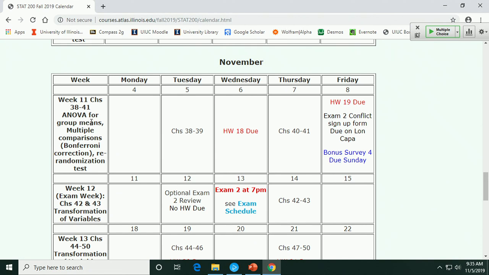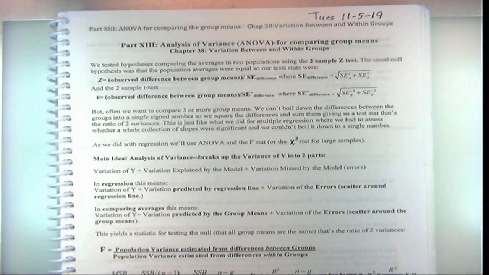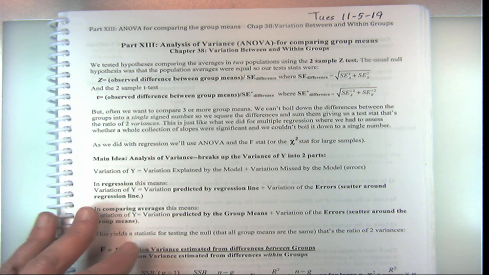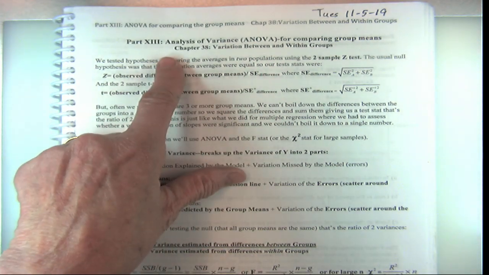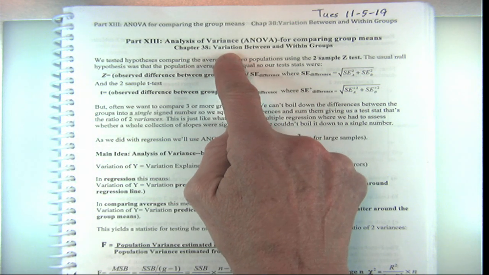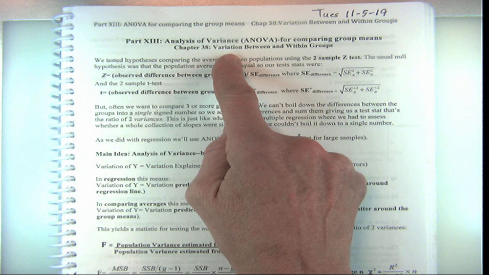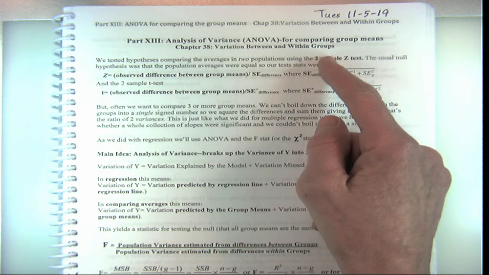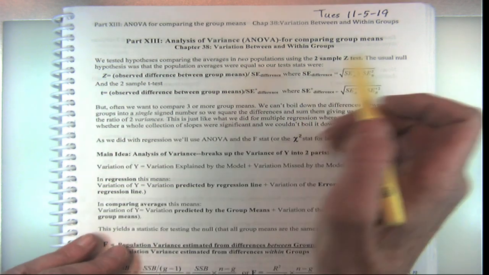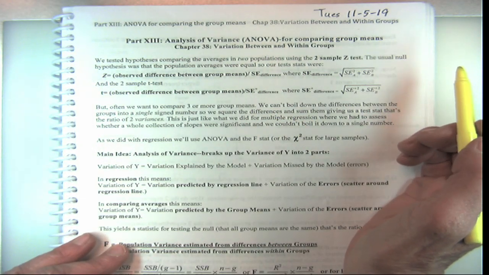ANOVA for group means. So what is that? Let's get to that on the document camera. Okay, so, all right. So we've been doing analysis of variance for regression. And now we're going to look at this special case of analysis of variance for comparing group means.